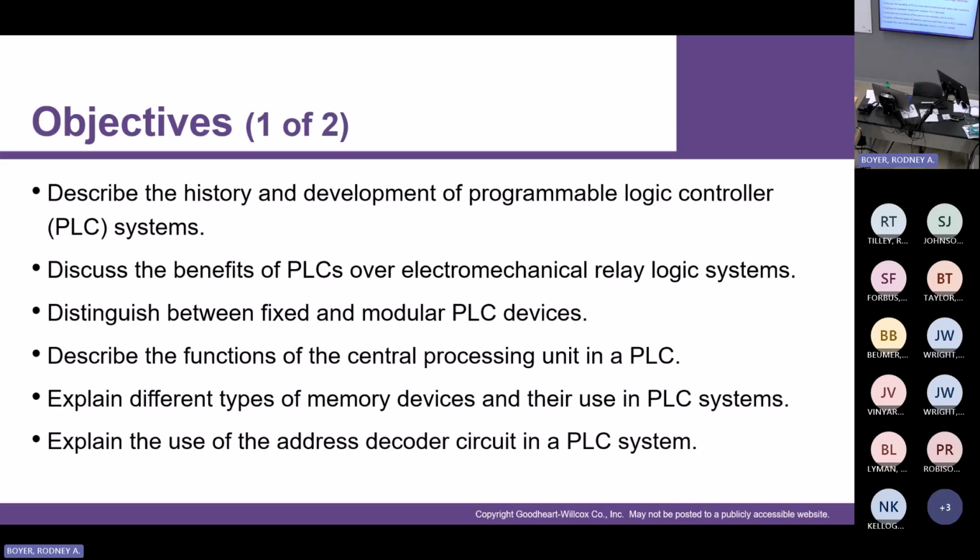You can still buy Modicon controllers today. They happen to be owned by Schneider Electric. So they're Schneider PLCs, but it's still a Modicon system.